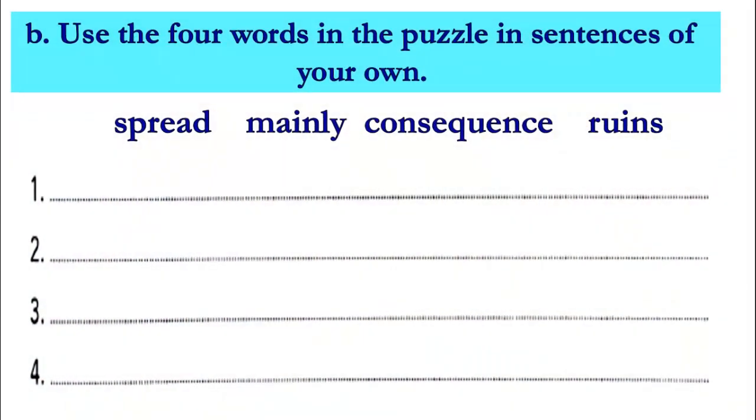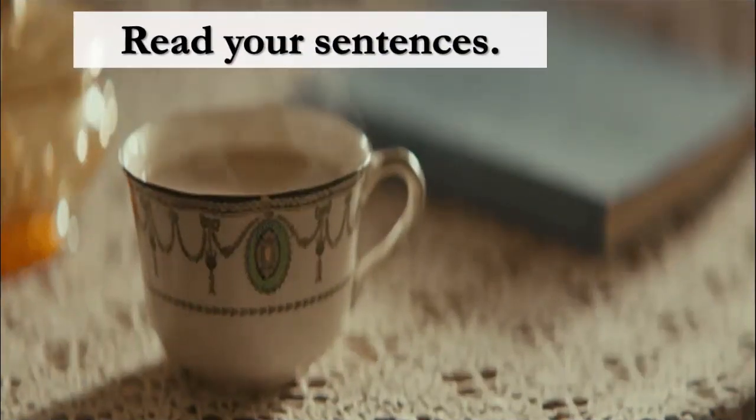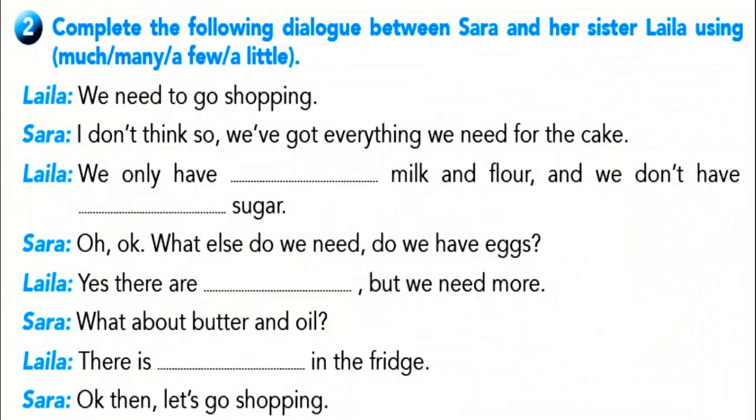Let's move to exercise B here. We are going to use the 4 words in the puzzle in sentences of your own. Okay? Like here we have the word spread. We want to put the word spread in a sentence. The words mainly, consequence, and ruins. Try to think and put each word in a sentence of your own. Take your time and try to do this exercise. Now read your sentences.